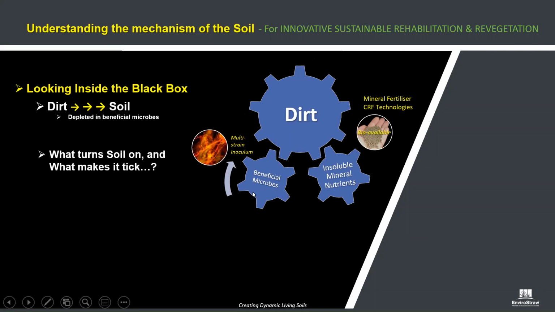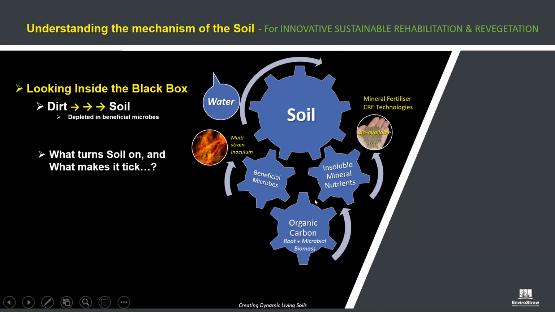So these beneficial microbes are the drivers of the mechanism of the soil. We then need water, whether it be irrigated water or from rainfall. They then activate the microbes and they eat the insoluble mineral nutrients, and we start to turn the mechanism on. And so slowly the soil switches back on. Once this happens, we start to see organic carbon being laid down, firstly through root systems that are being grown within the soil, and also through a thing called microbial biomass carbon. And I'll talk about that in some detail. These beneficial microbes that we inoculate into the system grow organic carbon in the soil.